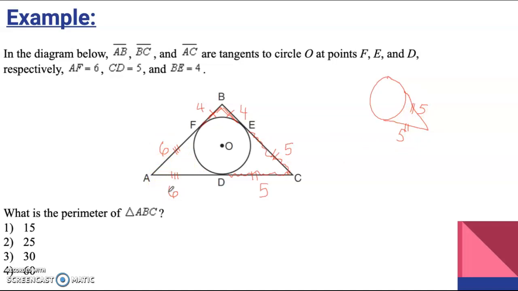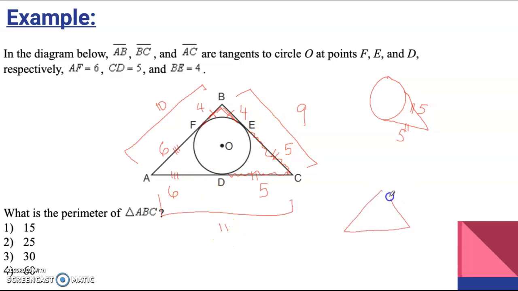It says find the perimeter of ABC, which is the distance around. So that means this side, 6 plus 4, is 10. This side, 5 plus 4, is 9. And then the bottom piece of the triangle, which is 6 and 5, is 11. So now you have a triangle where this is 10, this is 9, and this is 11. Perimeter means add all the sides around. So your perimeter is 10 plus 9 plus 11, which is 30. Final answer.